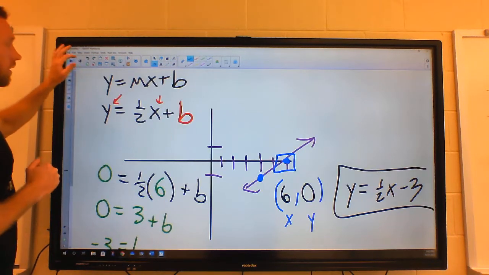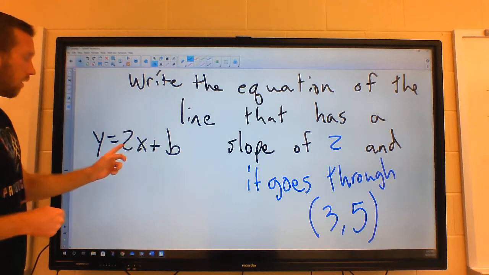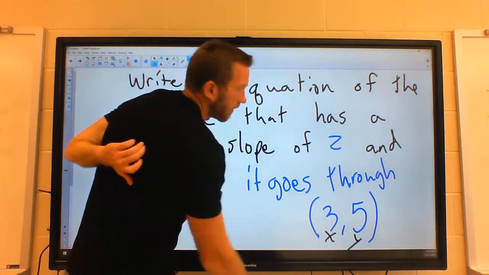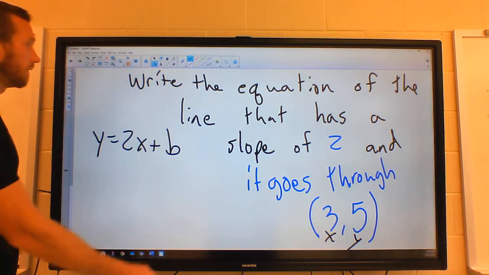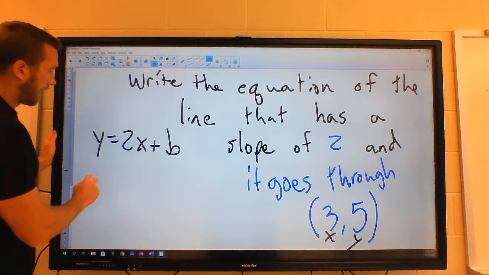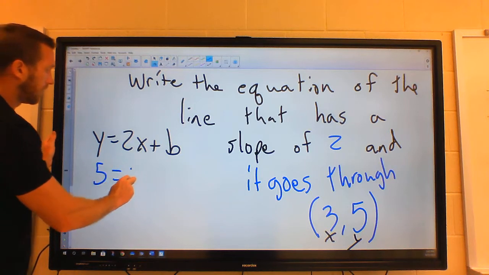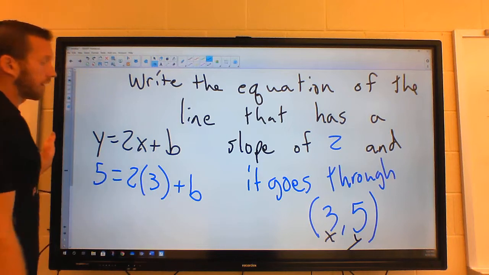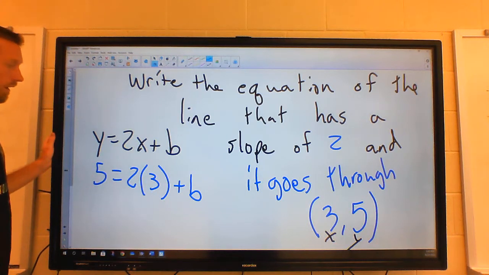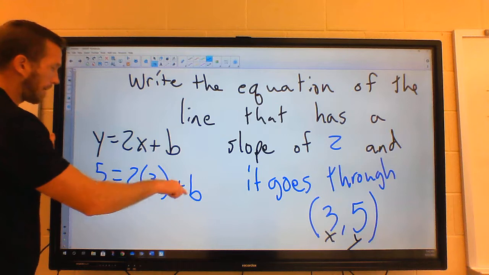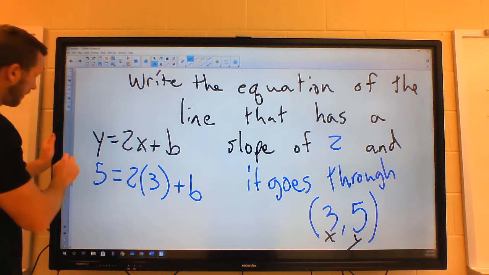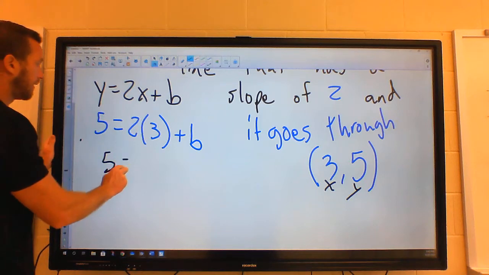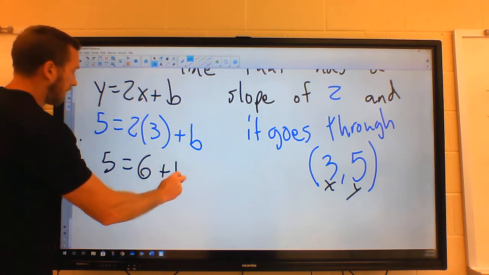on this page, where we plug in the slope, and then we plug this in for x and this in for y. Right? And so what we've really got is 5 for y equals 2 times 3 plus the b value. And we are looking for this b value. So we end up with 5 equals 6 plus b.